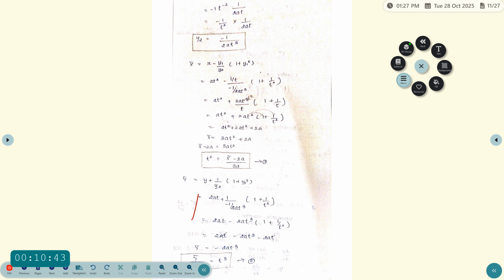The first step, we found the value of t square. The second stage, we found the value of t cube. Our aim is to eliminate the third parameter.